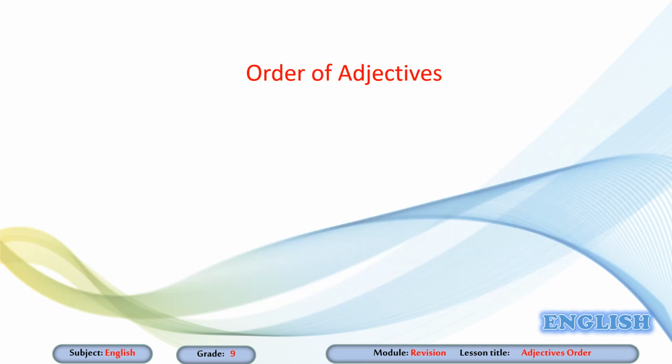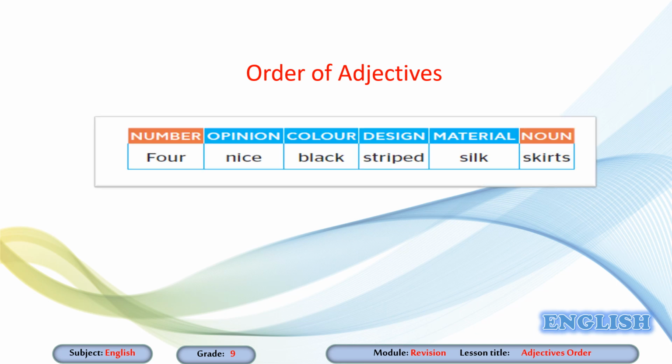After having a look at different types of adjectives, now let's move to the rule: how to order adjectives if we want to describe a noun with more than one adjective. Let's have a look at the rule. This is the rule, dear students.